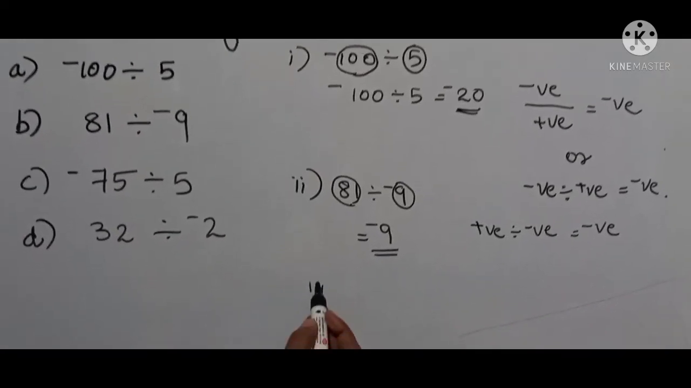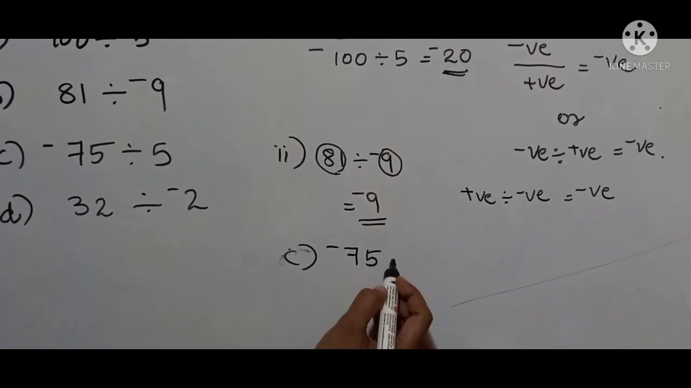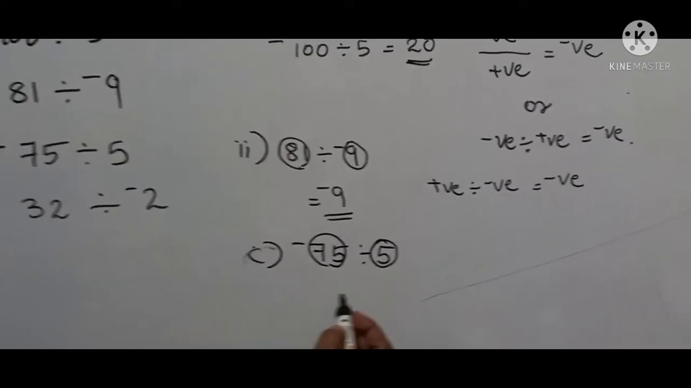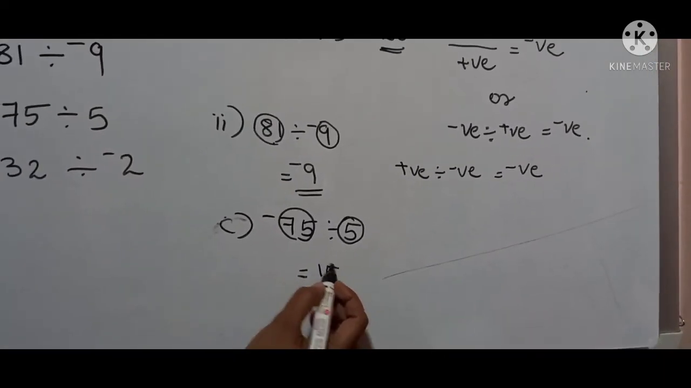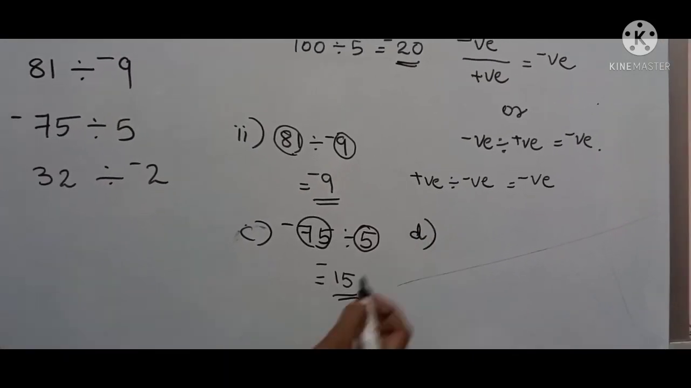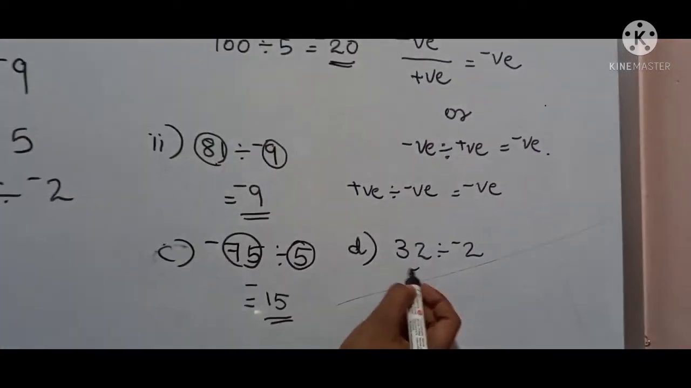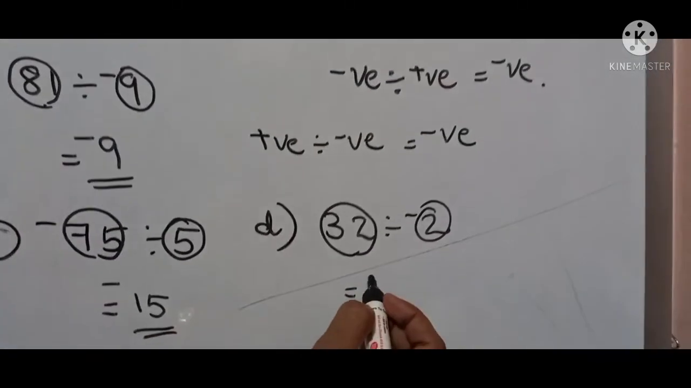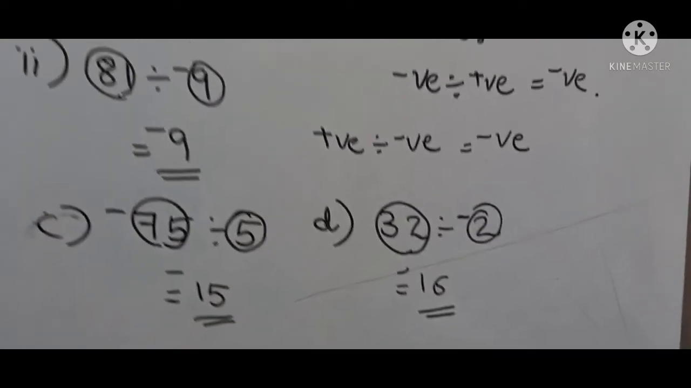Then see the third one, that is C, minus 75 divided by 5. Consider them as whole numbers, 75 and 5. 75 divided by 5 is equal to 15. Then give the minus sign. The answer is minus 15. Then we can take D, 32 divided by minus 2. Consider them as whole numbers, 32 and 2. 32 divided by 2 is 16. Then one is negative, so give the negative sign. The answer is minus 16.